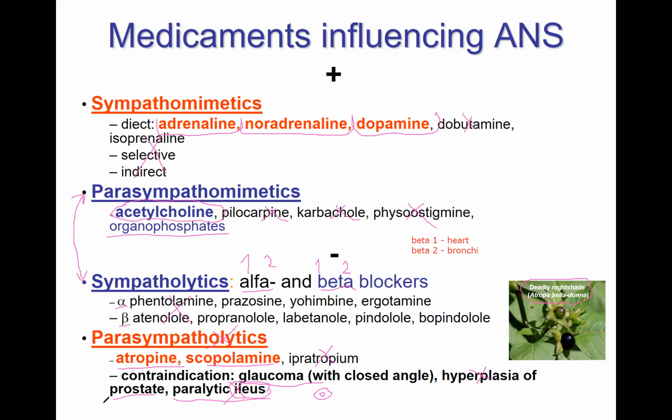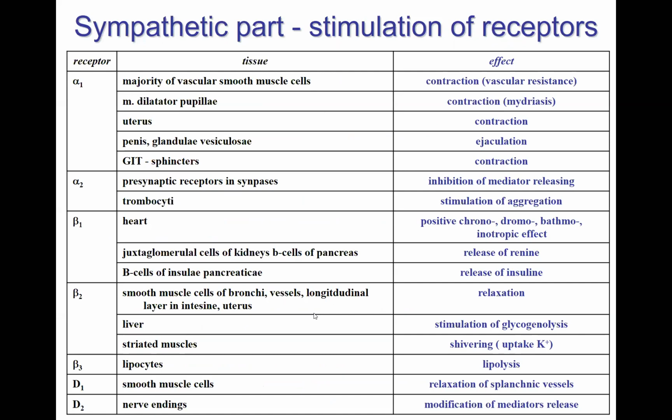So questions to this. This is to understand why you should know the receptors and the main substances which bind to these receptors. Okay. And to know in which organs are which receptors, you have here a table. I would stress here, just due to lack of time, that B1 is in the heart and B2 is in, for example, bronchi. B3 is only in adipose tissue.